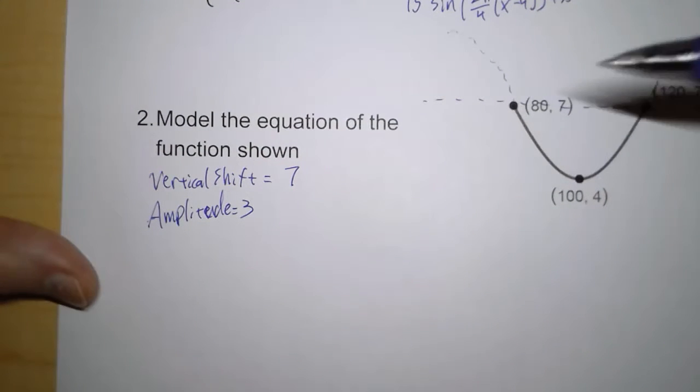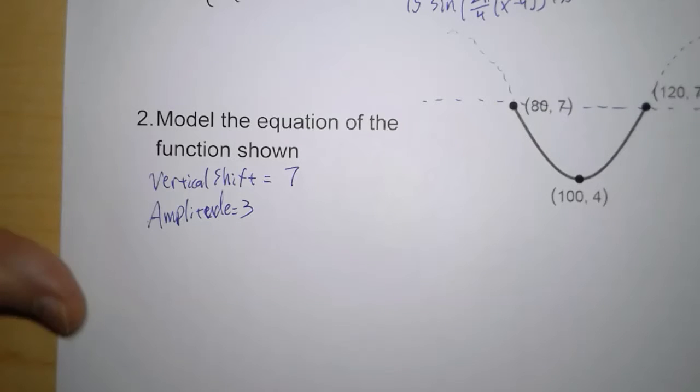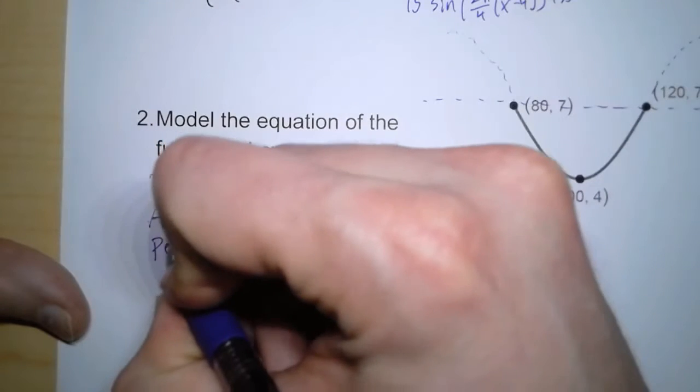And then what is our period length? Well, we go from 80 to 120, and again, that's half a cycle. So this has a length of 40. So our full period length is going to be 80.